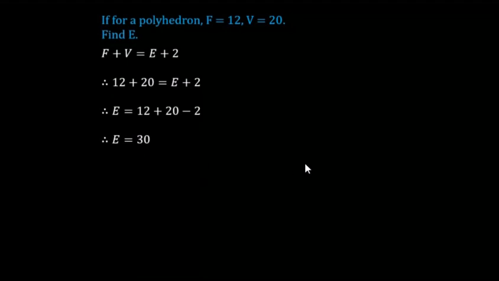Now there are only two things that you need to remember to solve problems in this section on Euler's formula. One is Euler's formula itself. The second thing is the concept of prisms and pyramids. So let's take a look.